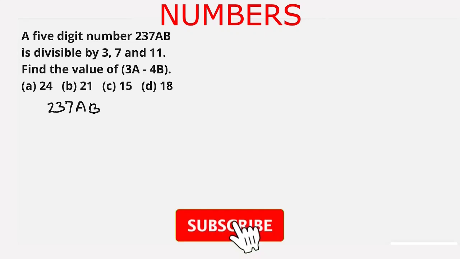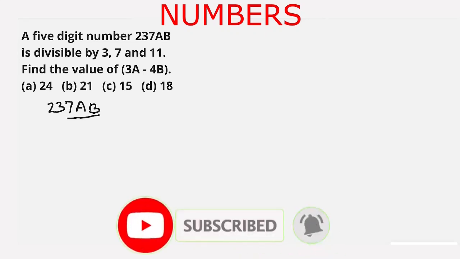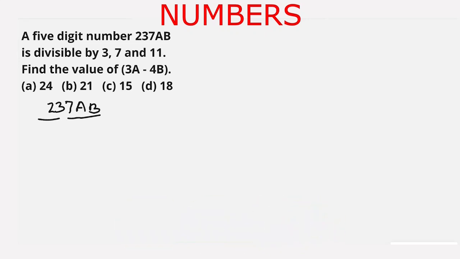The given number is 237AB. This number is divisible by 3, 7 and 11. And if it is divisible by 7 and 11, it must be divisible by 77. And to use that property, we use the 3 digit difference rule. So we make the pair of the numbers 7AB as 3 digits, and 23 was 2 digits, so we added a 0. So 023 is the other pair of 3 digits.